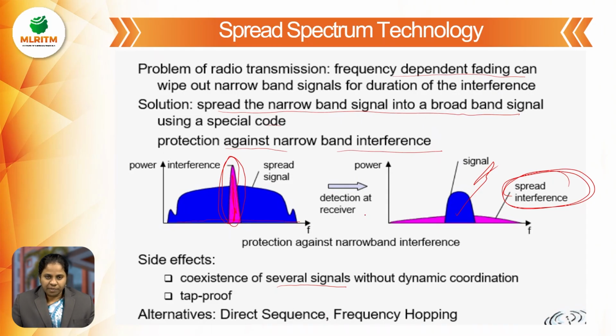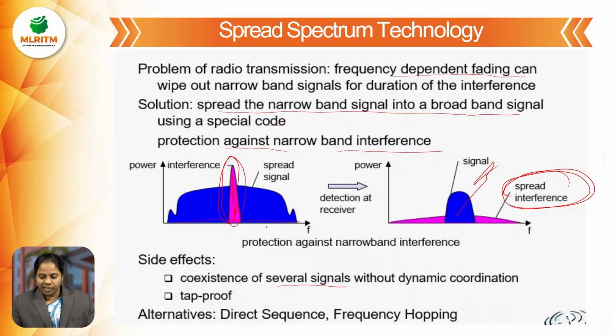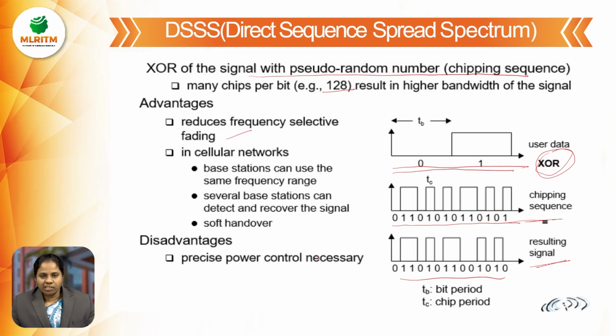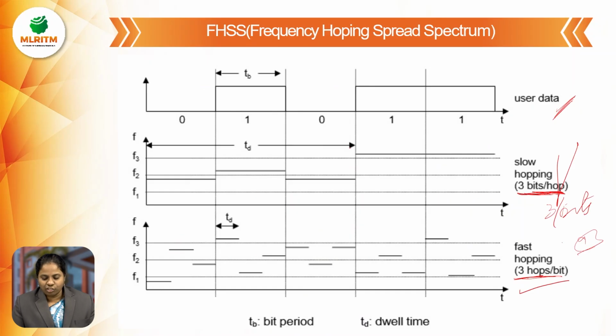In spread spectrum technology, we give a solution for the interference by spreading it using the spread spectrum technology. And we have this in two types: direct sequence spread spectrum and frequency hopping spread spectrum. In direct sequence spread spectrum, we XOR the user data with the chipping sequence, and this resulting signal is transmitted. In frequency hopping spread spectrum, we look at two technologies: fast and slow hopping.